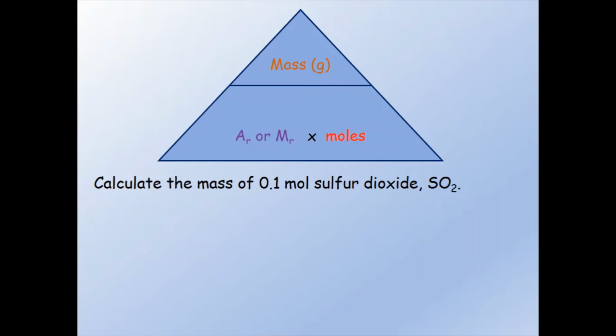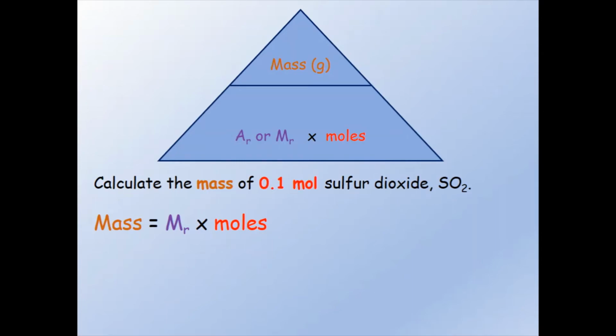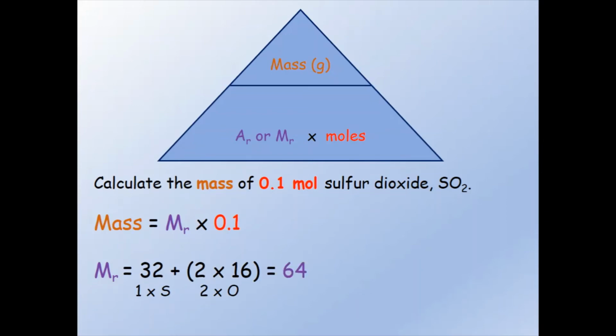In this question we have to calculate the mass, so we get mass equals MR times moles. Sulfur dioxide is a molecule, so we need to use MR, the relative formula mass. We have 0.1 mole given to us in the question, which we can plug in directly. And then we need to calculate MR again. So MR equals 32 for one sulfur atom plus 2 times 16 for 2 oxygen atoms. And this gives us a relative formula mass of 64, which we can now plug into our equation. So mass equals 64 times 0.1, and this gives us a mass for sulfur dioxide of 6.4 grams.